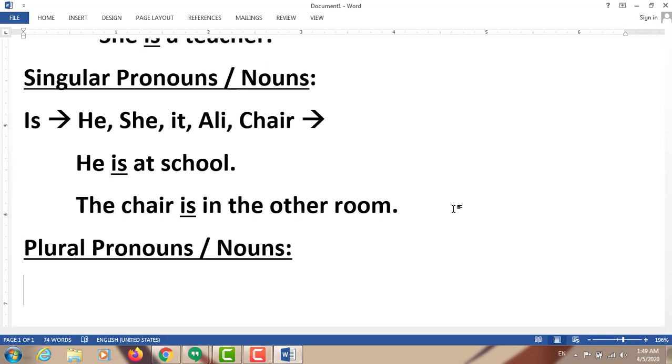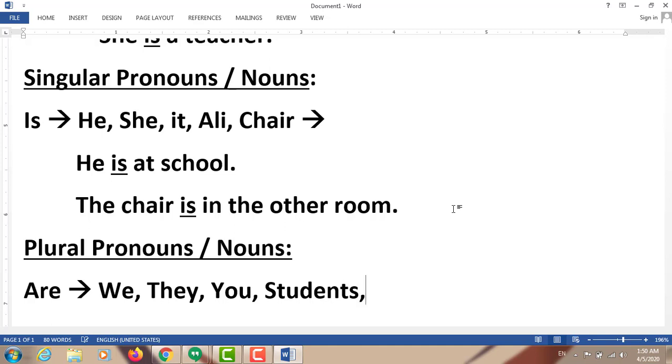Guess what? We use "are". I just wrote it a few seconds ago. So we use "are" for we, they, you, and plural nouns. Remember, students, people, and so on. Okay, let me make this one capital as well.